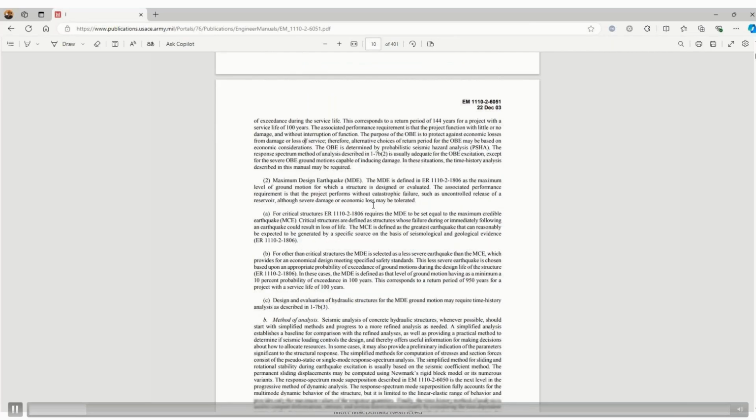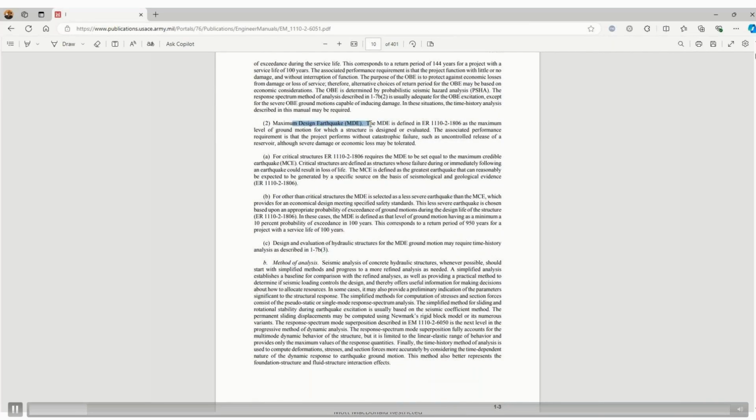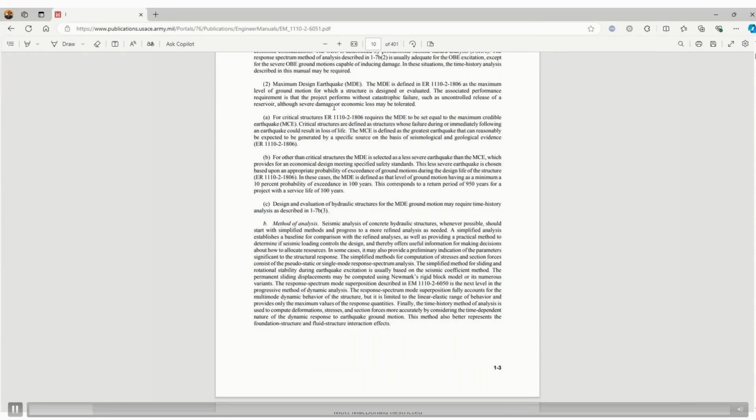So then maximum design earthquake is the maximum level of ground motion for which the structure is designed or evaluated. So whatever has been recorded in last 1000 years, whatever is the maximum earthquake recorded, that normally we consider. Okay, well, seismologists or their seismic experts, they will provide these time histories to us. For critical structures, requires the MDE to be set equal to maximum credible earthquake.